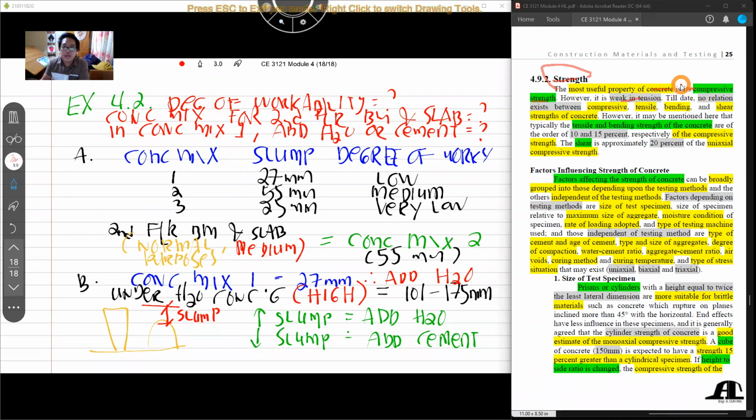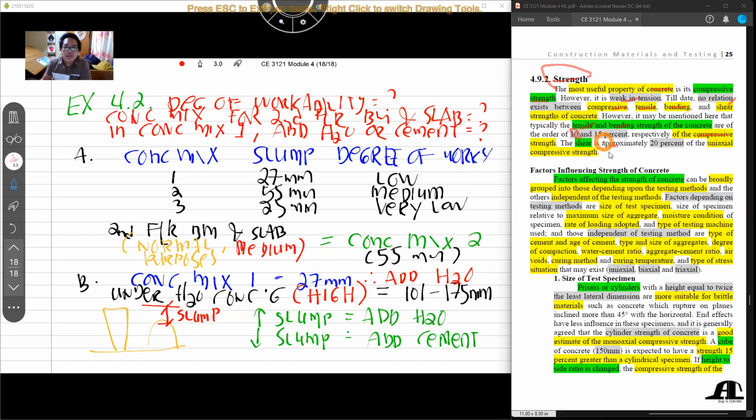Till date, class, no relation exists between compressive, tensile, bending, and shear strength of concrete. However, it may be mentioned that the typical tensile and bending strength of concrete are 10 and 15% respectively of the compressive strength. Supposedly, class, the main strength of concrete is compressive strength.